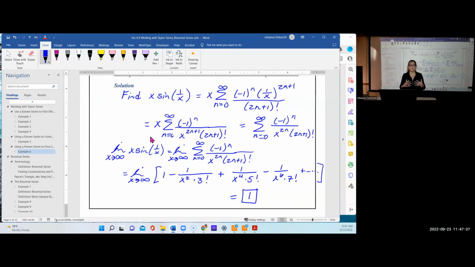So this sort of concludes the first part of this section, which is talking about ways of working with Taylor and Maclaurin series in order to find new series or to evaluate limits. The next thing we want to do is talk about binomial series.